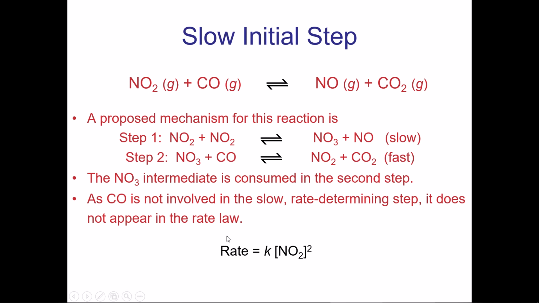So if step 1 really is our slow step, then the rate information comes from step 1. And we would say that rate is equal to K times NO2 squared. CO being only in step 2 is therefore not part of the reaction rate because it's not part of the slow step. It's not part of the rate determining step. So where our NO2 is second order, our CO would be 0 order. Its concentration doesn't affect rate because it's not in the slow step.